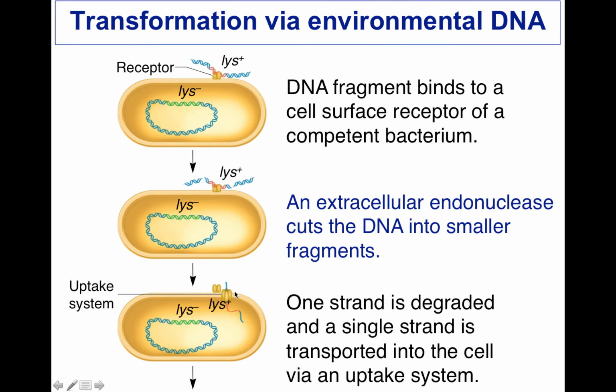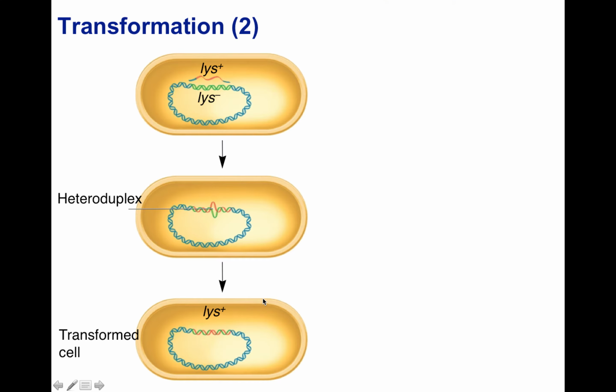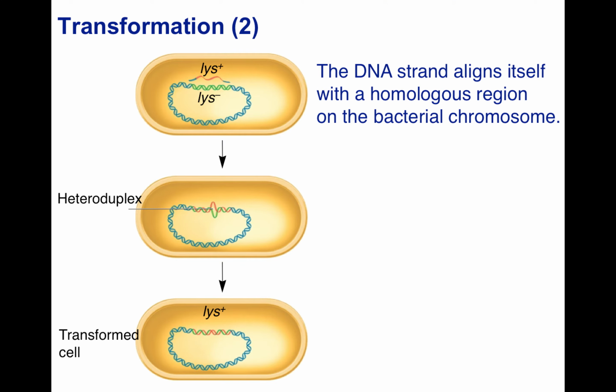One strand is degraded and a single strand is transported into the cell via an uptake system that has a lot of complicated proteins associated with it. After the DNA strand is brought into the cell, it aligns itself with the homologous region on the bacterial chromosome.